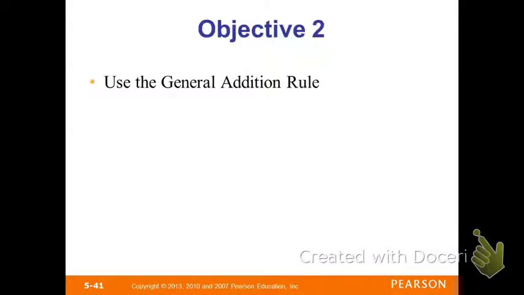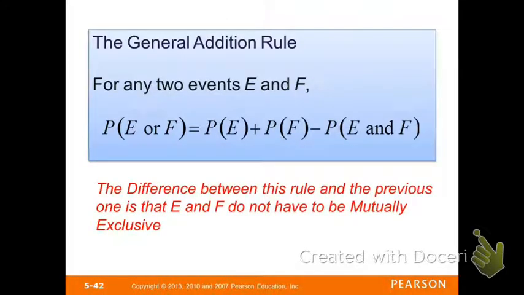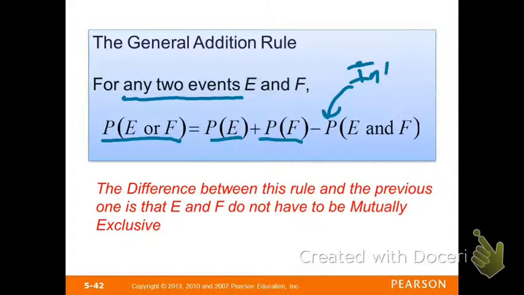So just add up the individual probabilities to get the union of the probabilities. All right, so objective 2 is to use the general addition rule, which is very, very similar. But the general addition rule applies whether E and F are mutually exclusive or not. Okay, so let's talk about this. The probability of E or F for any two events, and they don't have to be mutually exclusive. Now let's make some sense of this. The probability of E or F is still going to involve the sum of the individual probabilities, but then we're going to have to subtract the probability of E and F, so we're subtracting the intersection.